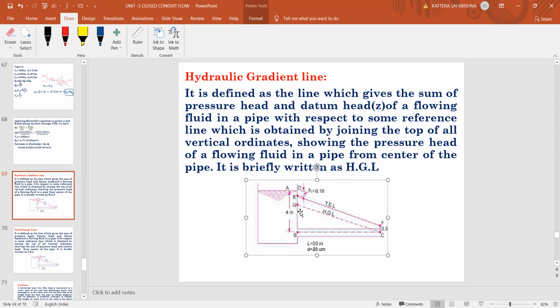We get a line which will be a zigzag manner because of the loss of energy. Actually, if you see, this point E should start from here. If you don't have any losses, for total energy, all the energies will be equal to this head of 4 meters. P by rho g plus V1 square by 2g plus Z for this point will be equal to 4 meters actually, if you don't have any losses.